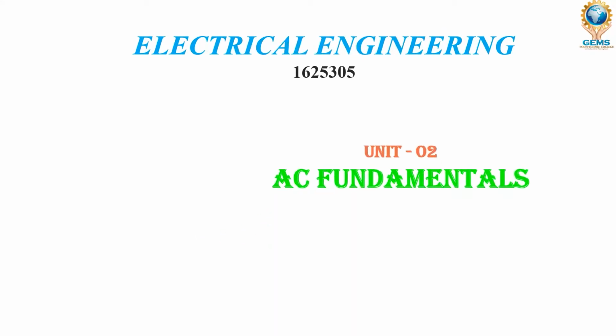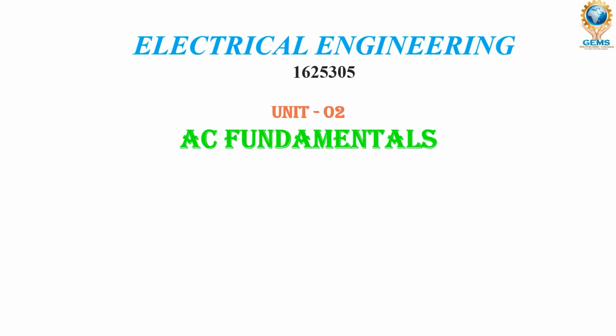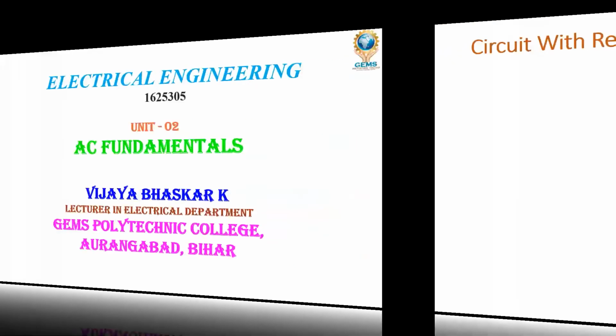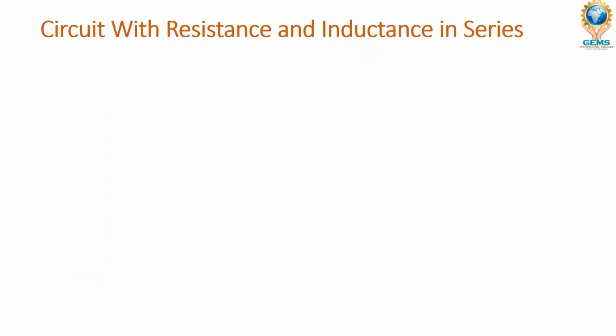In this lecture, we are going to learn about the RL circuit, where resistance and inductance are in series. In previous lectures, we discussed the individual elements: resistance, inductance, and capacitance. Now in this class, we are going to learn about what happens when a resistor and an inductance are connected together.